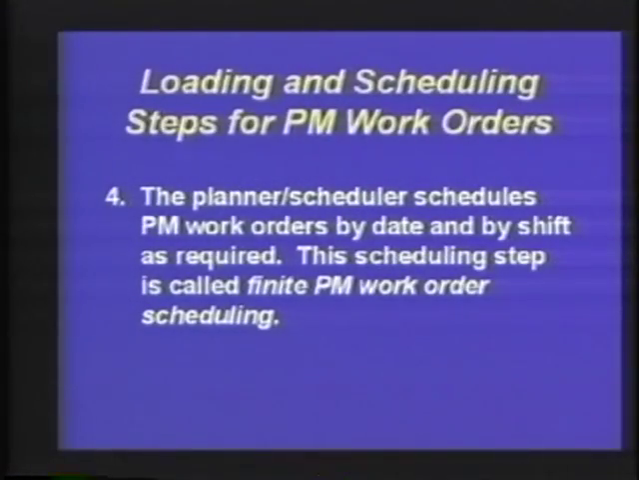The fourth step indicates that the planner schedules the PM work order by date and by shift. So now we're in the process of actually putting down the date code and the shift code on the PM order. This scheduling step is called finite scheduling.